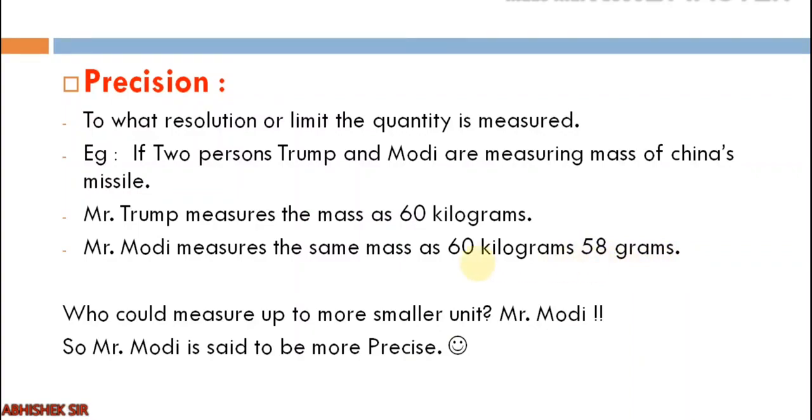Now see, Mr. Trump can measure only in kilograms, but Mr. Modi can measure in kilograms as well as grams. Okay, so who could measure up to a smaller unit? Right? So we know the answer, Mr. Modi. That means Mr. Modi is more precise. Okay. Now jokes apart, I hope you have understood that if you can measure up to a smaller unit, you are said to be more precise.